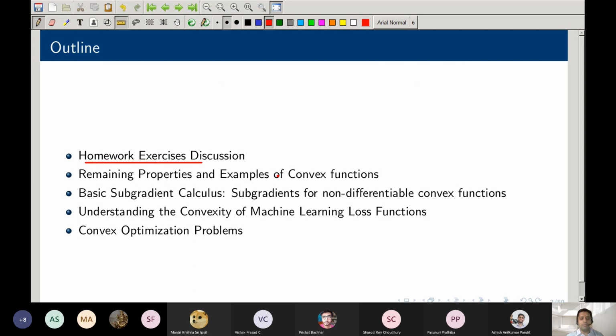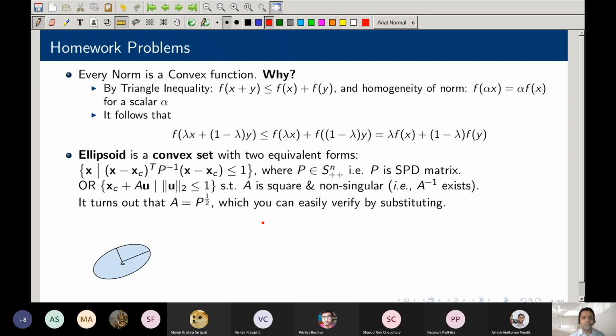Then we'll talk about remaining properties and examples of convex functions and move towards subgradient calculus and understanding the convexity of machine learning loss functions. Finally, we'll discuss more convex optimization problems. So not everything will we cover today, but this is the trajectory we're taking. So let's begin with some homework problems.